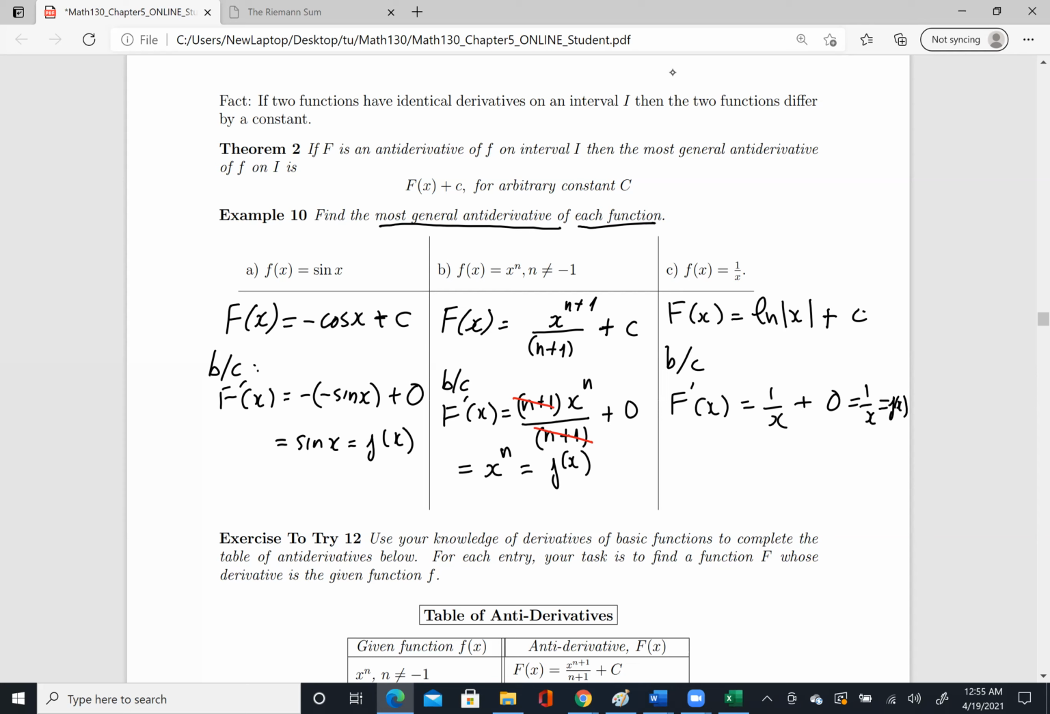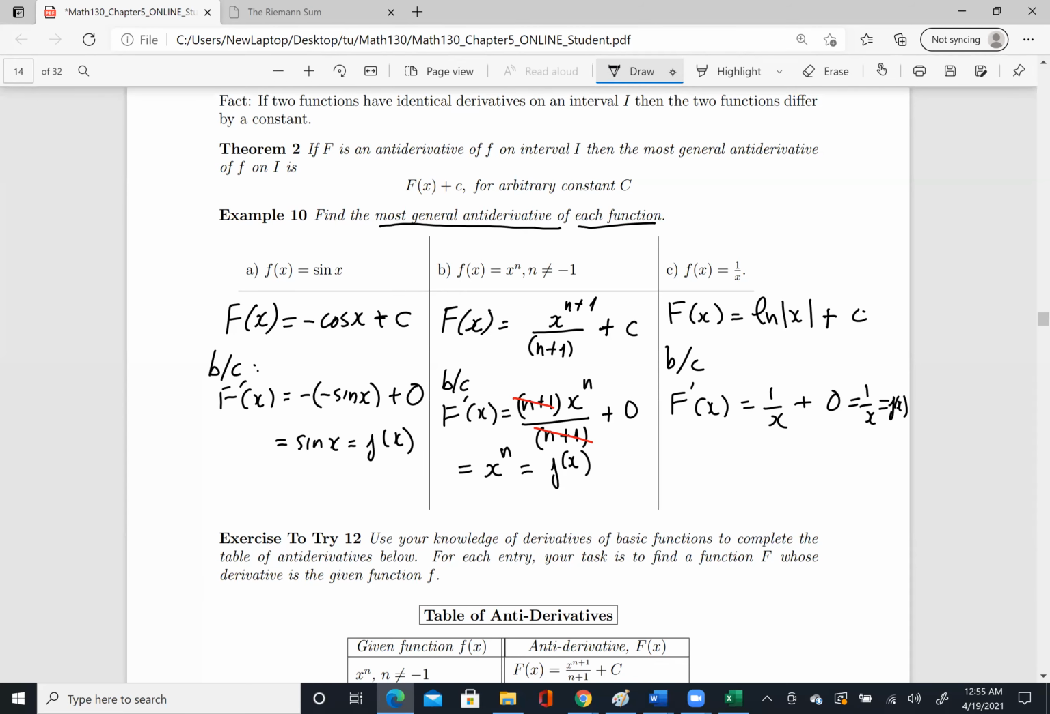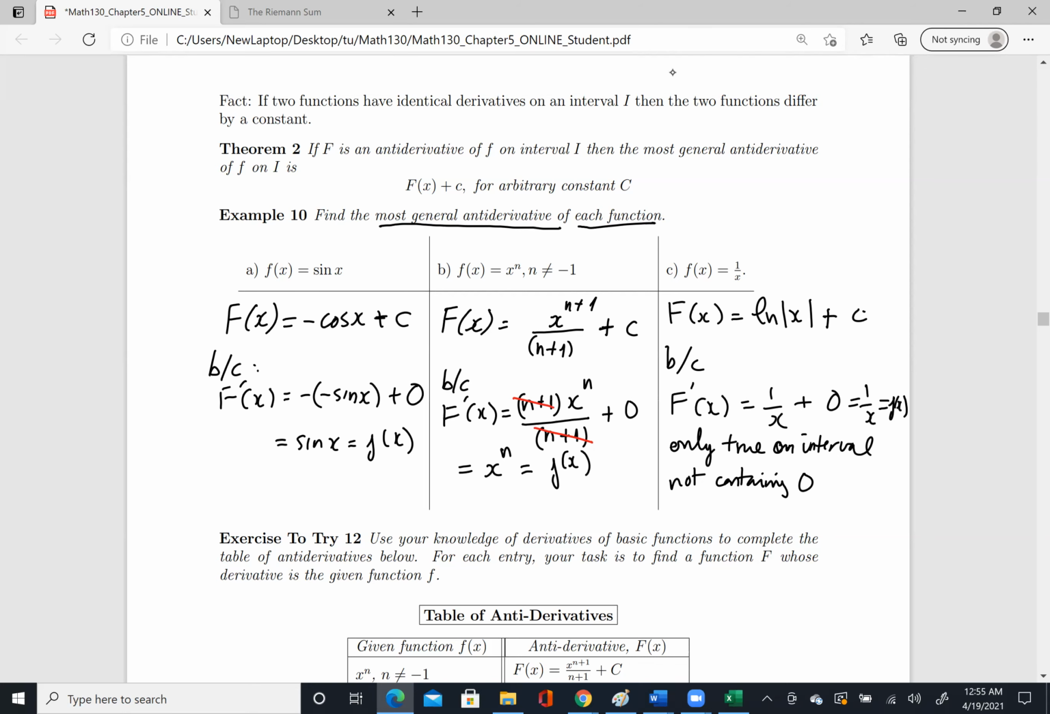So remember that this is only true on an interval not containing 0, because if x becomes 0, then it's undefined. Let's say x not equal to 0.